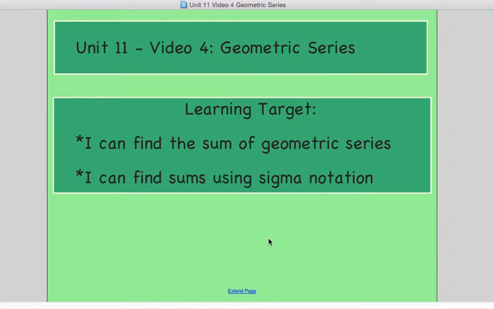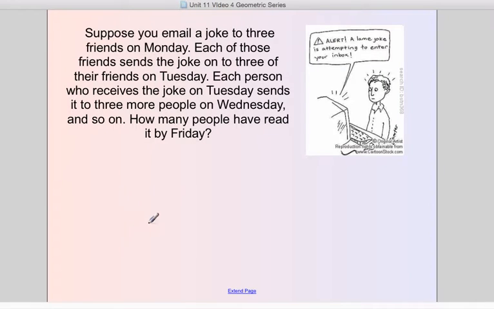Your learning target is that you can find the sum of the geometric series and that you can use sigma notation. So we looked at sigma notation the other day, but just to remind you, it's the summation symbol. So remember, geometric means that you multiply by the same number or divide by the same number to get the next term. Okay. So suppose you mail a joke to 3 friends on Monday.